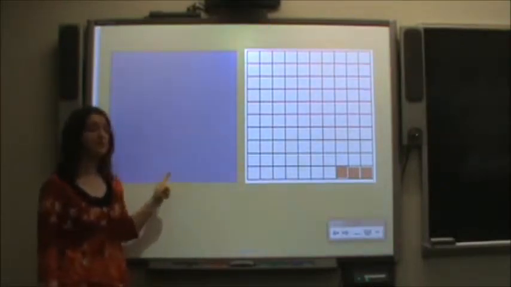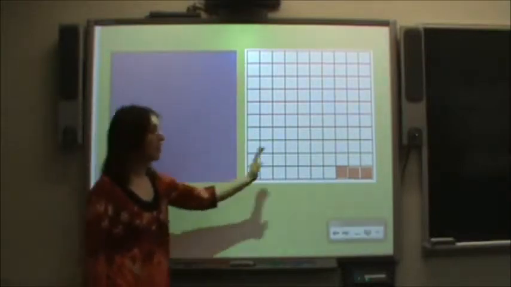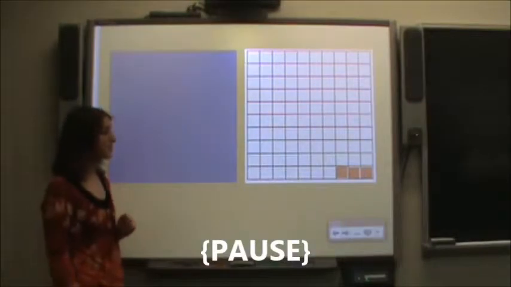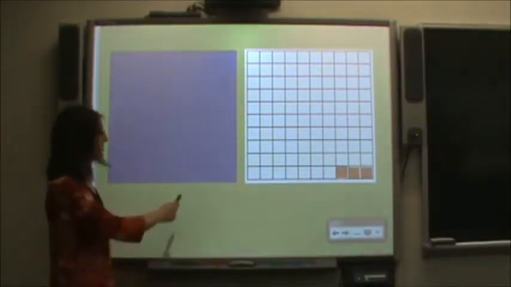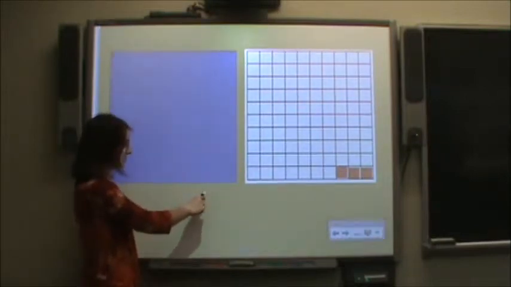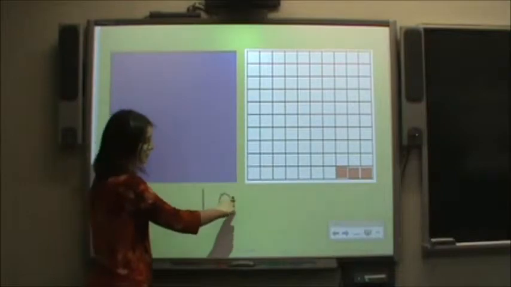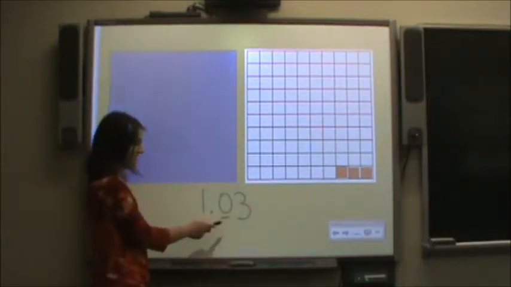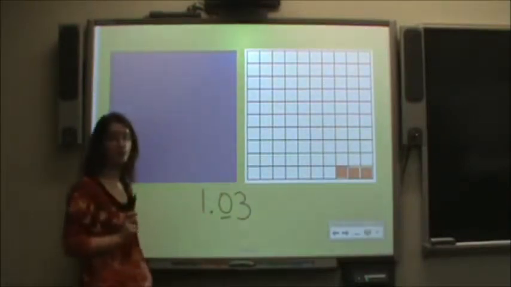On this, be careful because look, we have a big blue square, and then we also have these that are covered. Pause your video and write the decimal right now. Because we have this big blue square here, that means we have one whole and then 3 hundredths. It's really important that you put this 0 here, because that tells me that we don't have any tenths. We don't have any of those longs that are covering our whole.